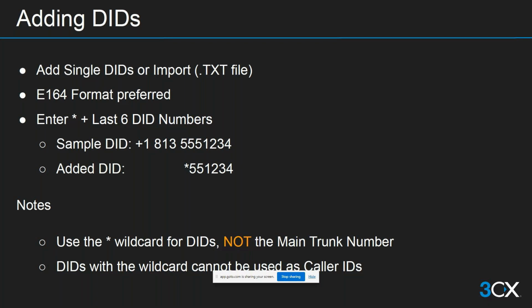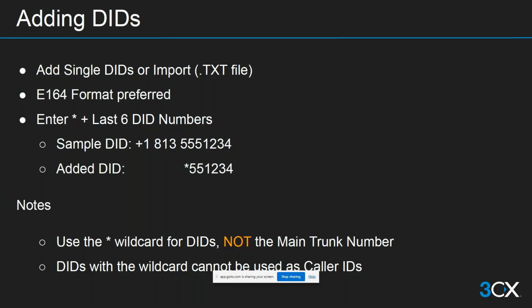We can use wildcards. If, for example, you enter the star and then add the last 6 DID digits, as an example we have here +1 813 555 1234, and you just add the star 551234, that will still reach the correct destination because it reads the number from the back and not from the left side.